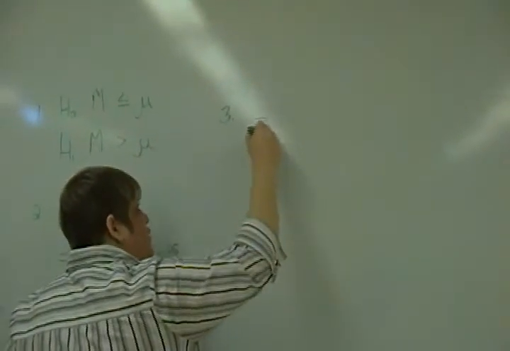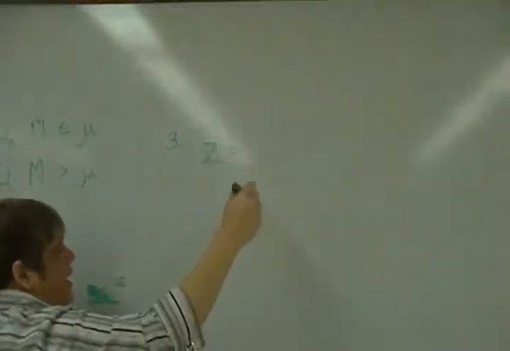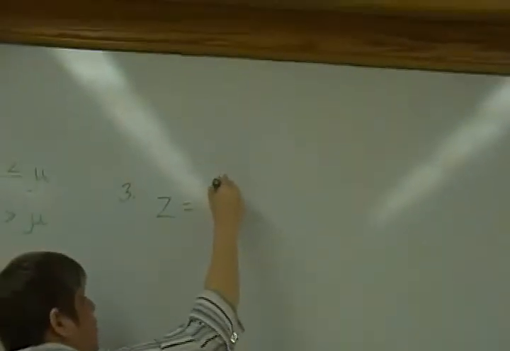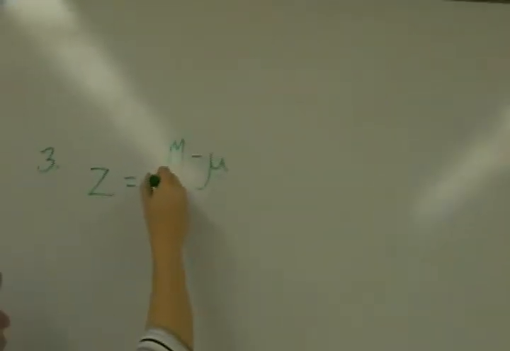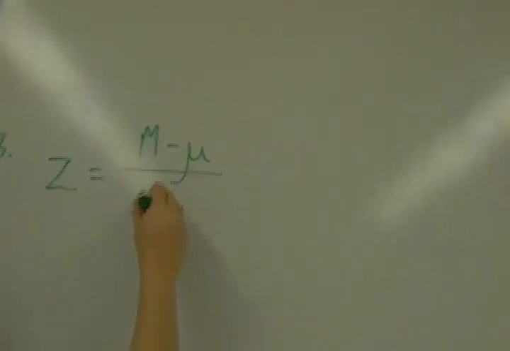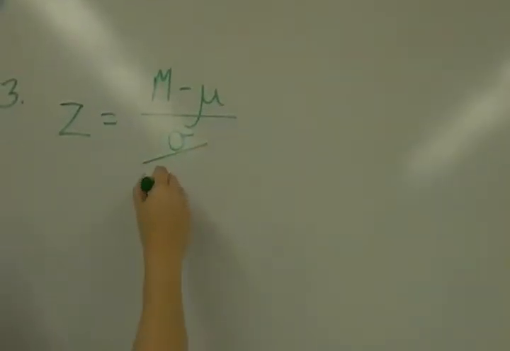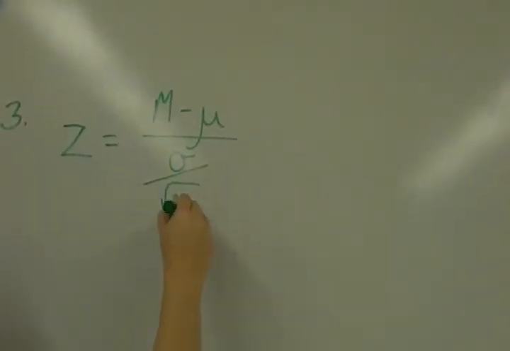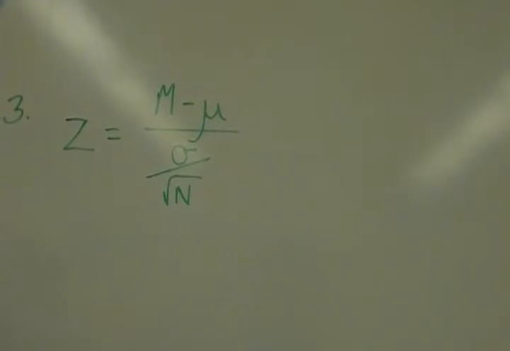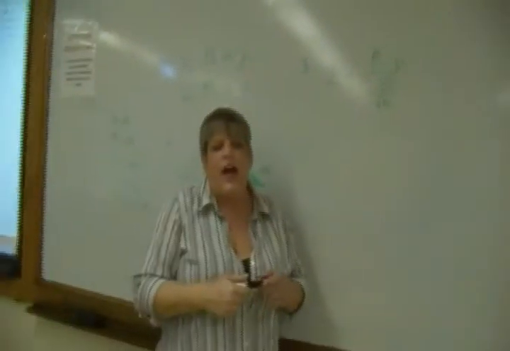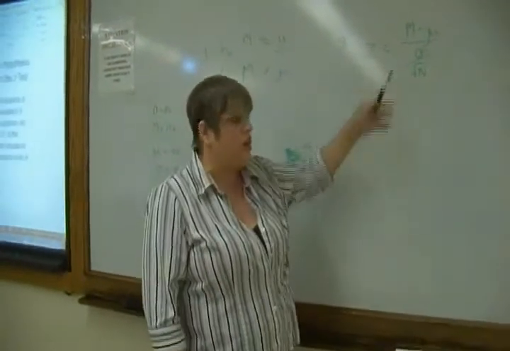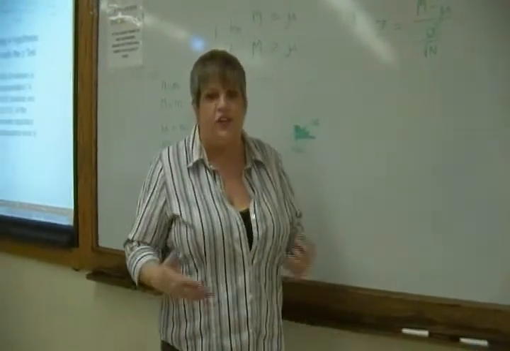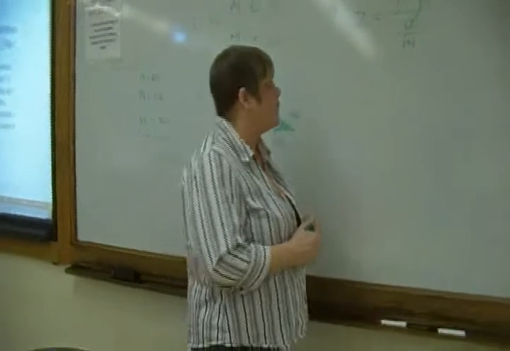Now the Z-test for a single sample is equal to the mean for our sample minus the mean for the population, divided by the standard deviation for the population divided by the square root of n, because we have to have the standard error of the mean for our distribution, as opposed to just the standard deviation for the population. All right.